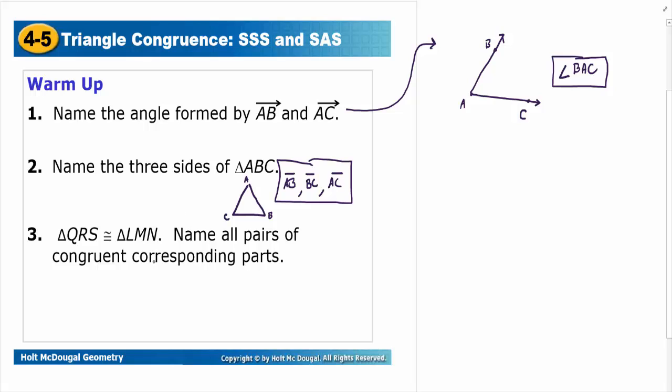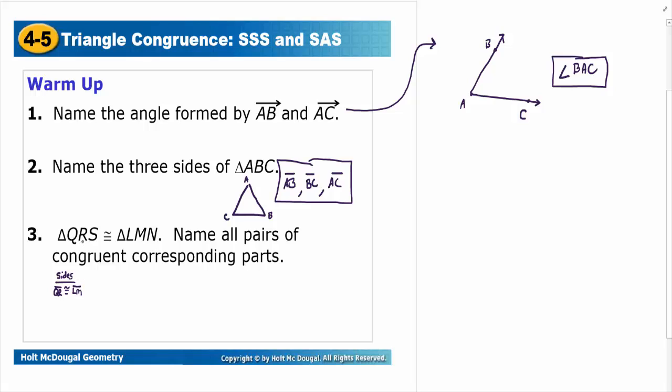Number 3, we have 2 congruent triangles, so we name all pairs of congruent corresponding parts. This is a review from the last lesson. So if I list my sides, I'll do that first. So my sides, we have QR and LM, the first 2 points in each. So QR is congruent to LM. You don't have to say congruent, you can just say QR and LM because they're saying name all pairs of congruent corresponding parts. So just by listing them, you're saying they're congruent. But I'm going to write the statement out.